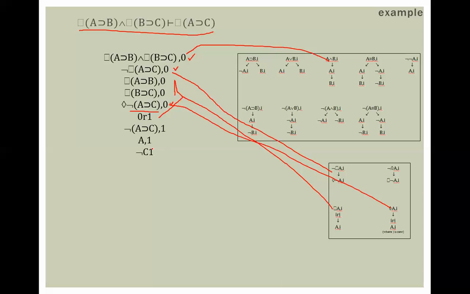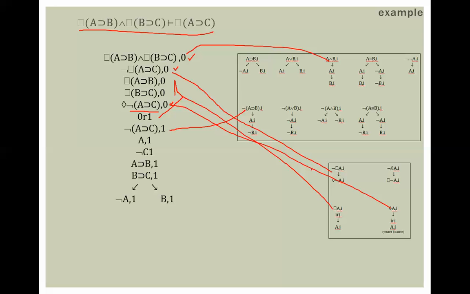Actually, oops, I did this one first. Sorry. I did this guy first and this one. So not if A then C turns into A1 and not C1. And then I did this rule. I applied the box rule to get if A then B at 1 and if B then C at 1. Alright?